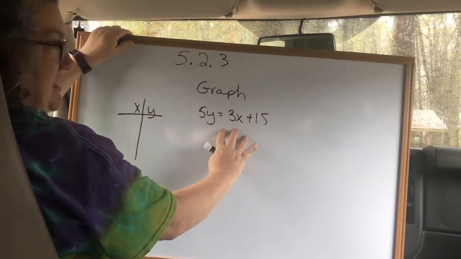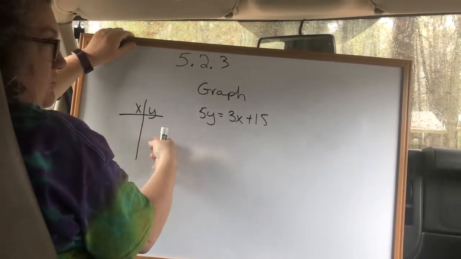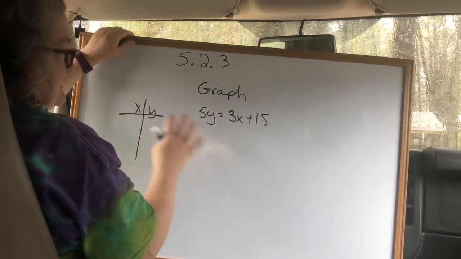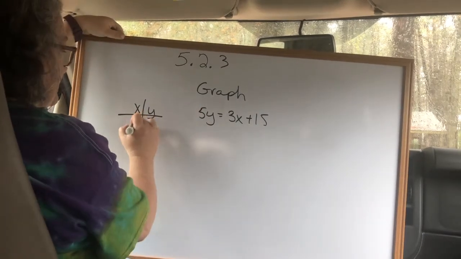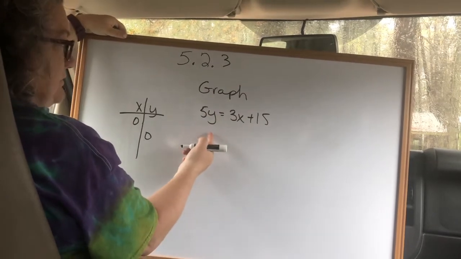So to graph a line, we need to have 3 points. We need to choose either x's or our y's and plug them in, or a combination of our x's and y's and find their mates. So I usually start with a 0 for x and a 0 for y if it doesn't affect it too much. So let's see what we do here.